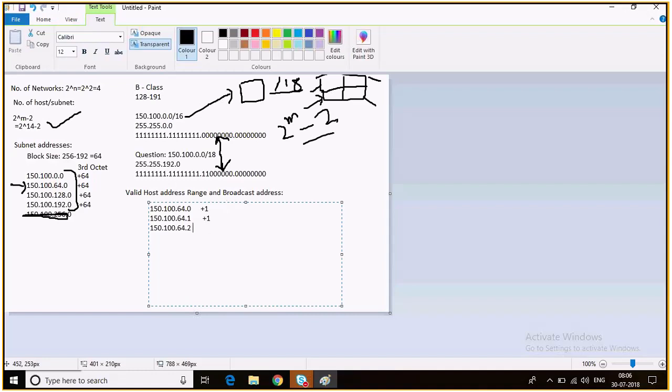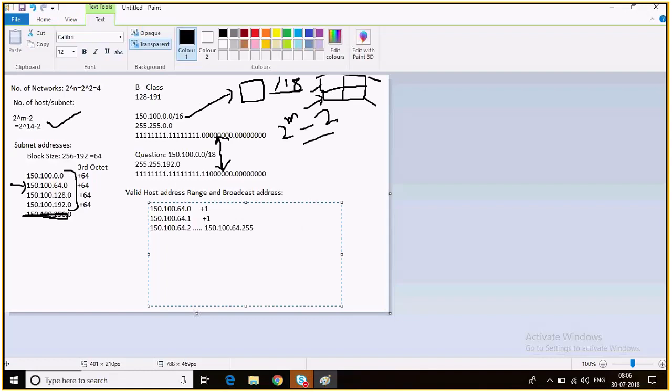So if I keep on adding 1, I'll get to 150.100.64.255, because that's the maximum value I can achieve in any octet. After 255, I cannot write anything. Now remember, in class B addresses, when I go until 255, what is the last address I have to write in this entire series? The last address will be just before the next network. What is the next network that I have? 150.100.128.0. So I have to reach till this point.